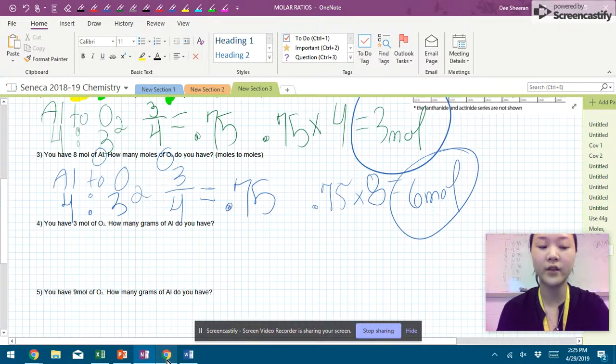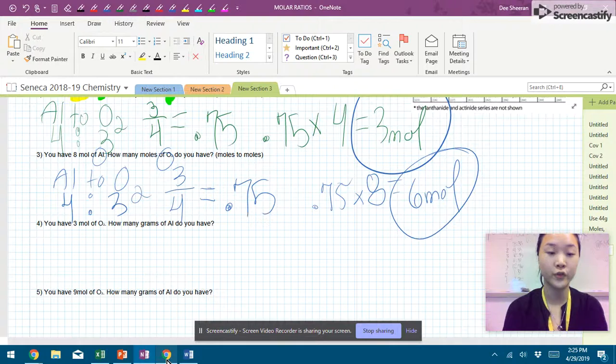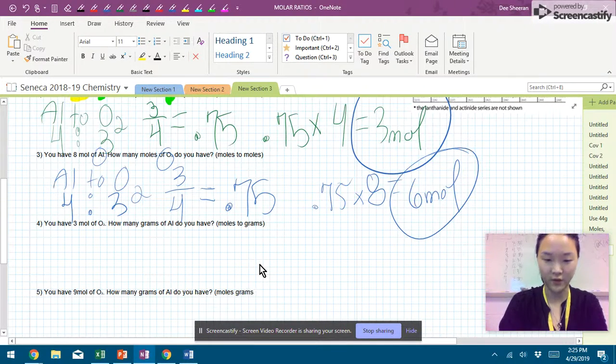Alright, so in this video we'll be going over how to find moles to grams when you're given the moles. So we just went over how to find moles to moles. So this is a moles to grams problem. Let me add that. Moles to grams. And the next problem is the same type of moles to grams. I will give you 2 examples per video.